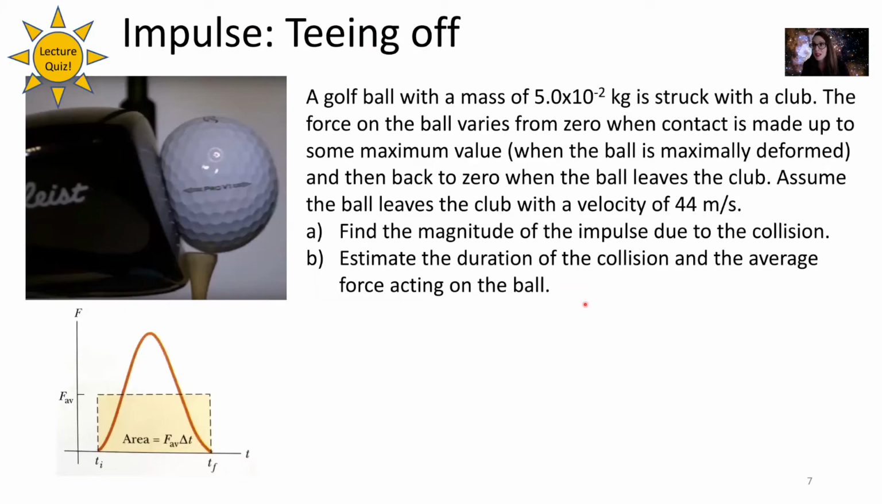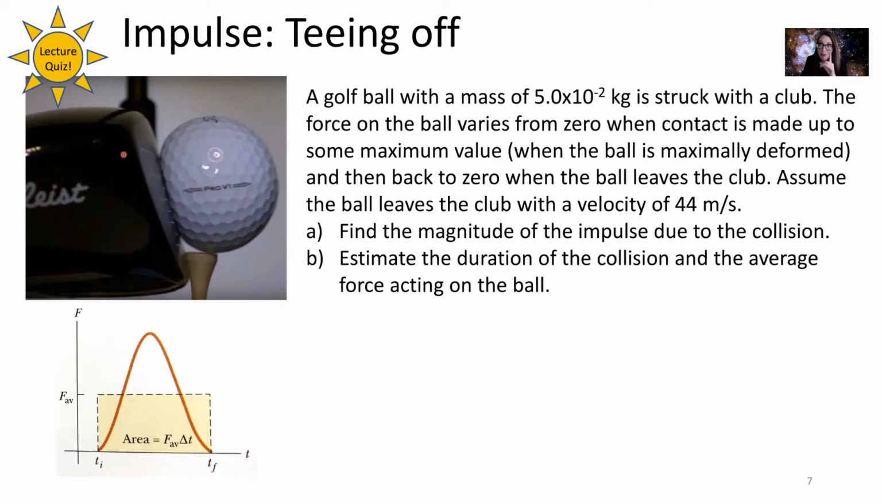Now we're going to use this idea of impulse in order for you to answer the discussion for this week. So we have a golf ball with some mass, and it's being struck by a golf club. That's what this picture is showing us right here. The force on the ball varies from 0, right at the moment when the contact is made, up to some maximum value when our ball is most maximally deformed, and then back to 0 when the ball leaves the club again.